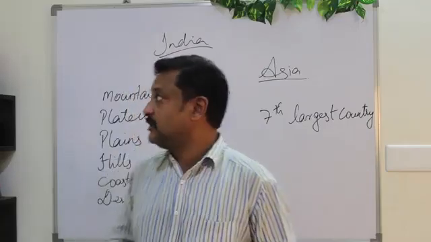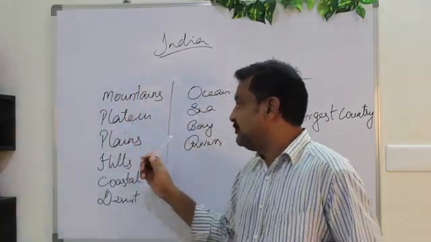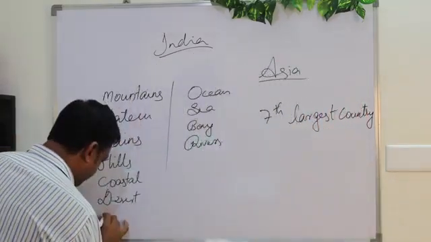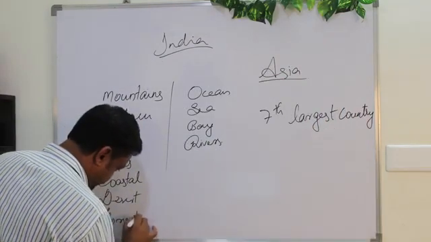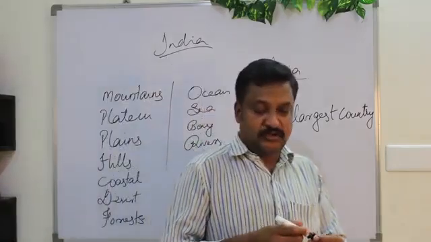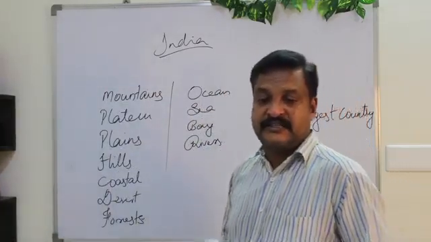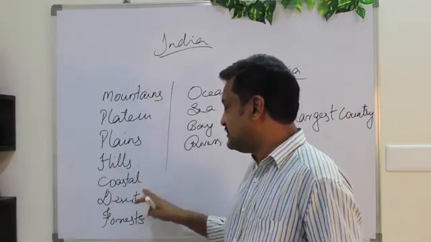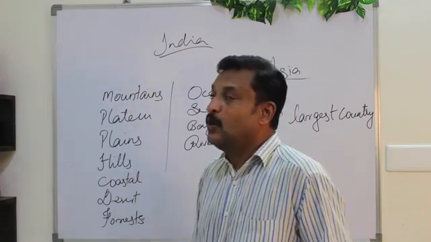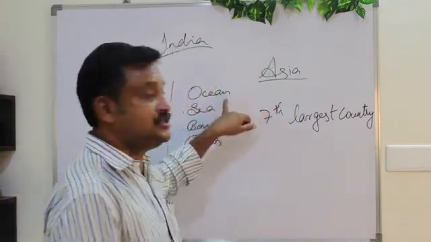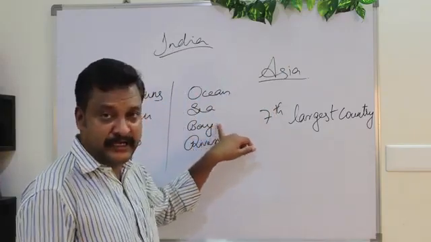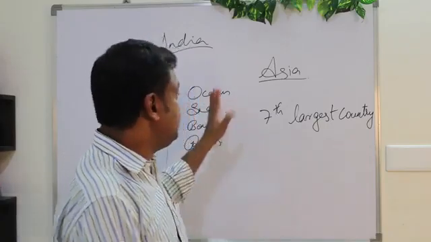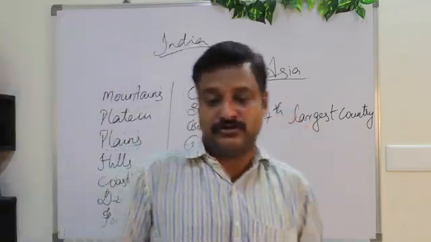They include mountains, plateaus, plains, hills, coastal areas, deserts, forests are also there. So, India has all these major physical features like mountains, plateaus, plains, hills, coastal areas, deserts and forests. Then water bodies. We have oceans, we have seas, we have bay, we have rivers, lakes, all. And some of these even form the boundaries of India also.